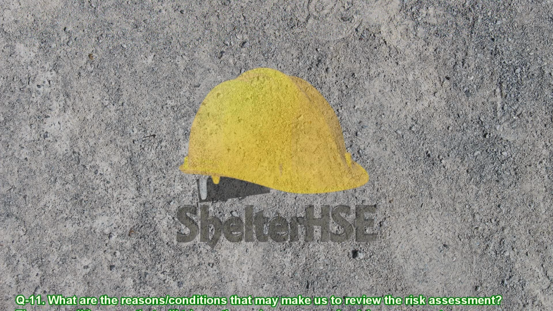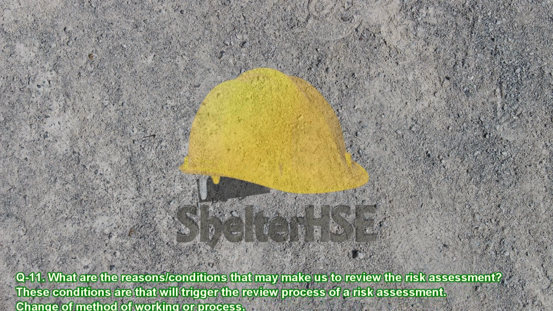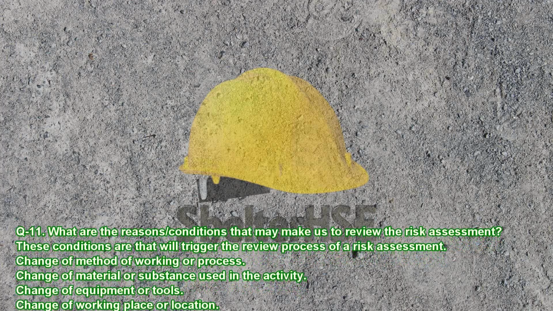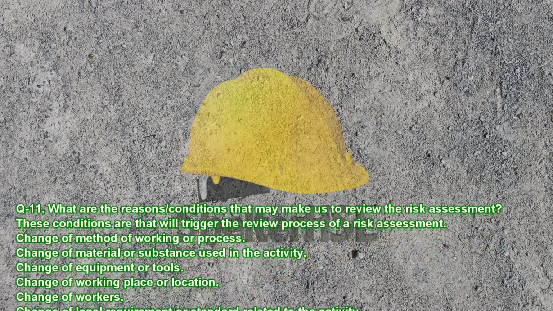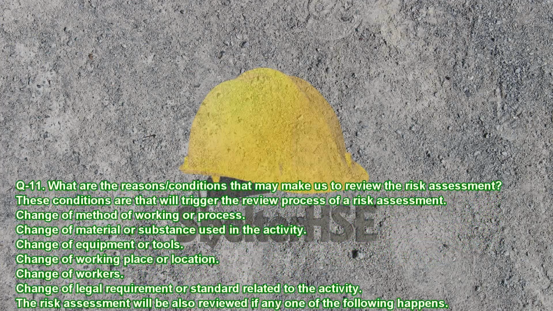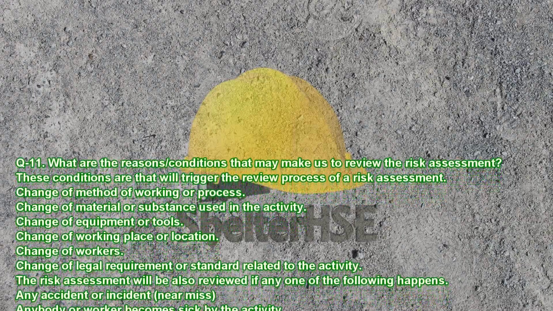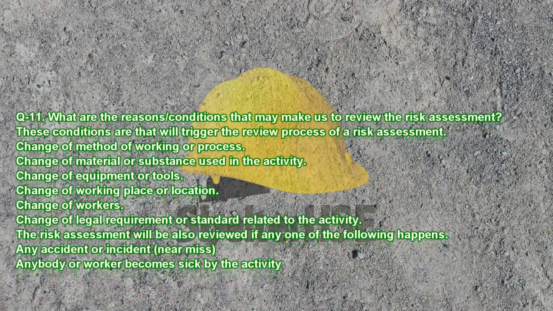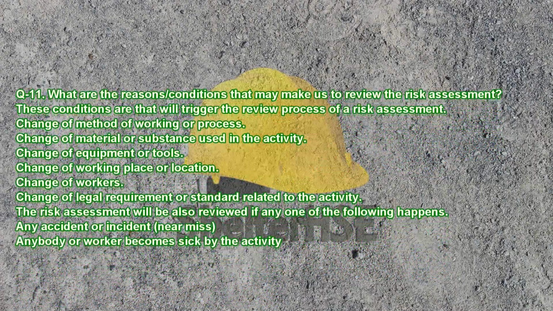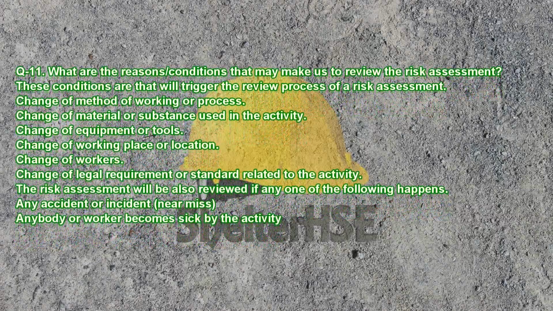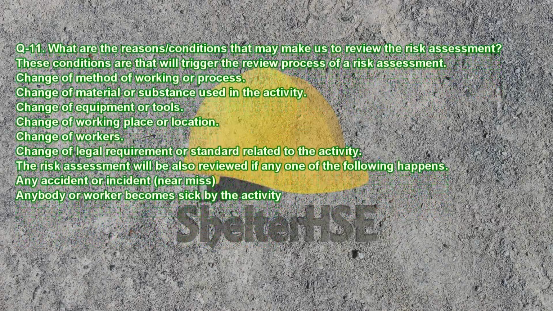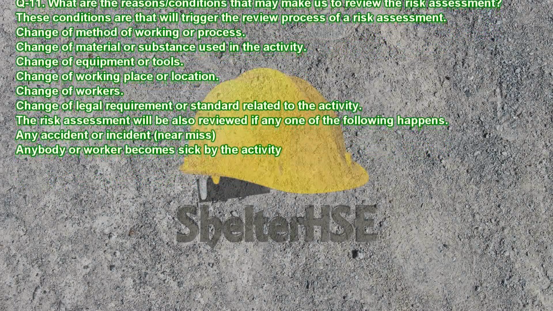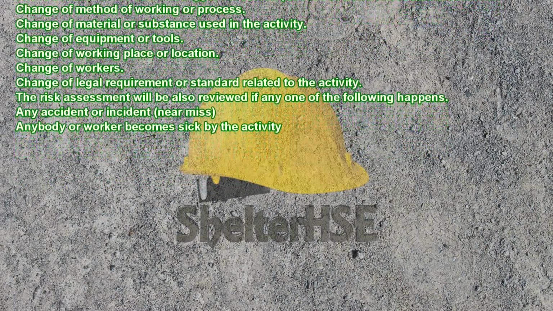Question 11. What are the reasons, conditions that may make us review the risk assessment? Answer. These conditions will trigger the review process of a risk assessment. Change of method of working or process. Change of material or substance used in the activity. Change of equipment or tools. Change of working place or location. Change of workers. Change of legal requirement or standard related to the activity.